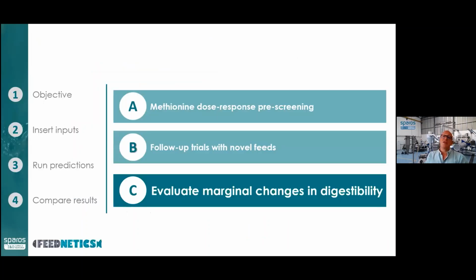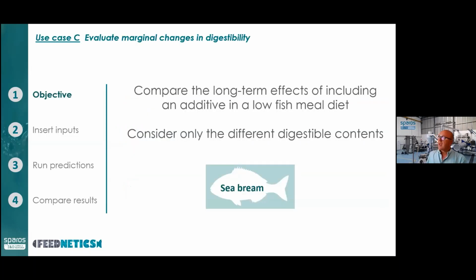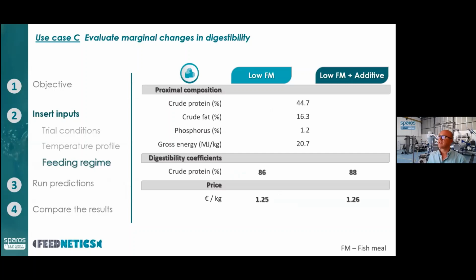And the last use case that I'd like to show you is some predictions we made to evaluate marginal changes in digestibility. We were looking for long-term effects, so almost a full production cycle, also for the Gilthead seabream as the model species. And basically the only thing that was changing between the two diets that we tested was the digestibility of protein.